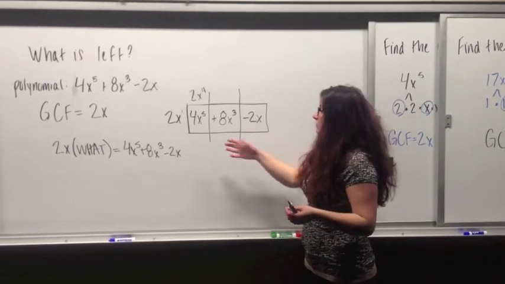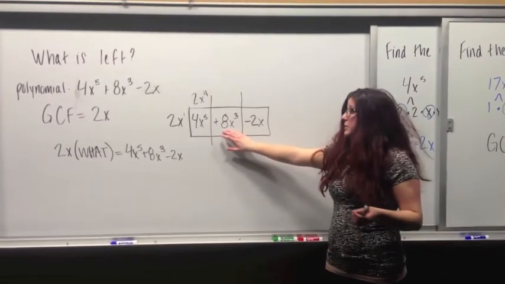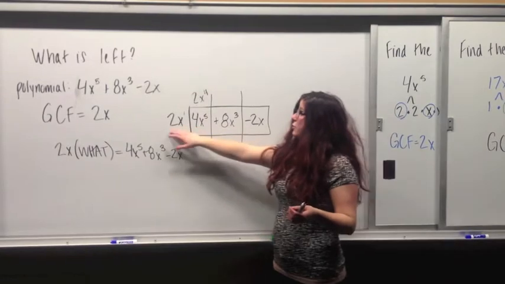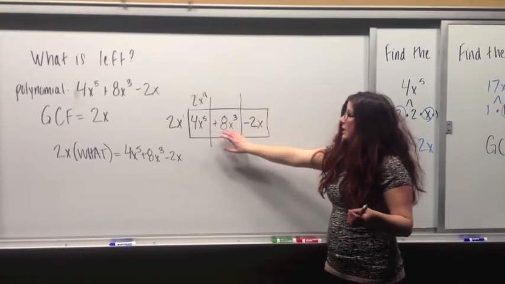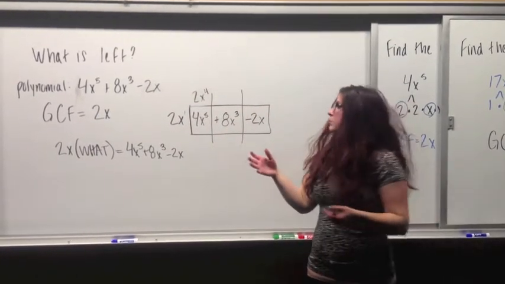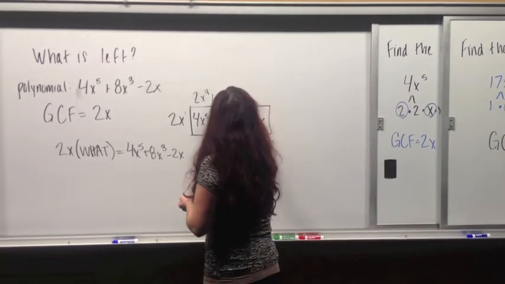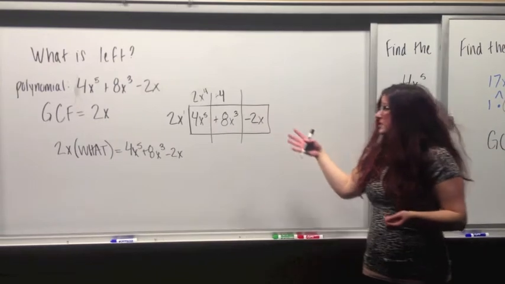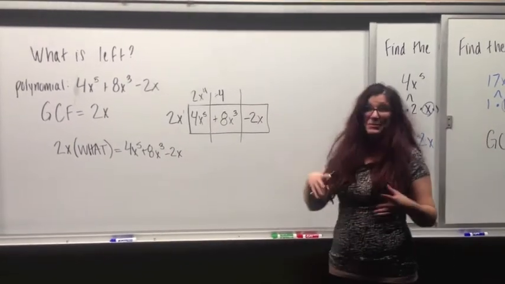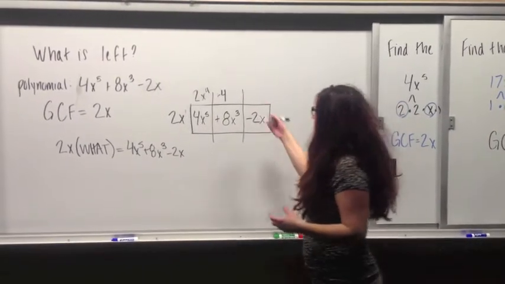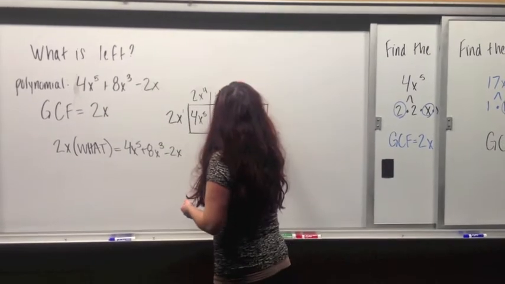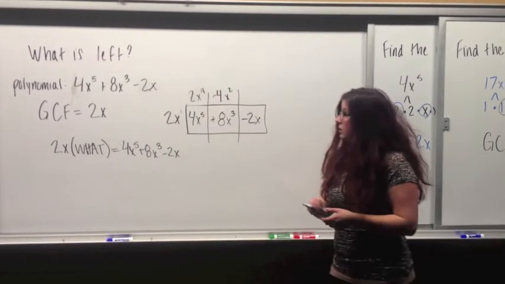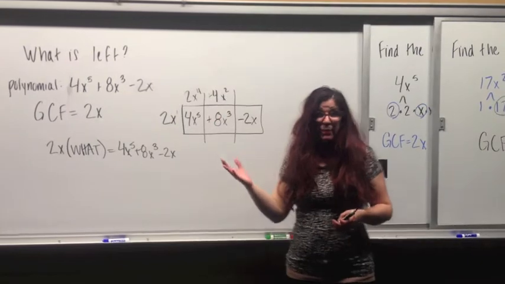So moving on to the second piece, I'm going to ask again, 2x times what equals 8x cubed? Well, I need a 4, 2x times 4, so 2 times 4 is 8. And then x to the first times x to the what is going to give me 3? And that's going to be x to the second. And again, we can just check them by multiplying them together.